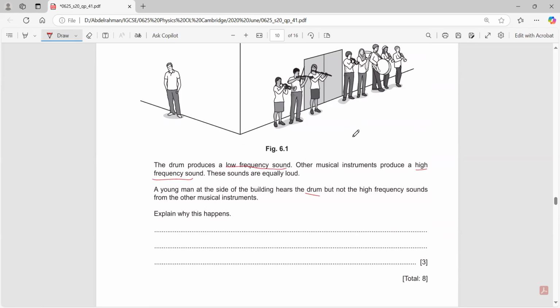When the drum has a low frequency, what happens to the wavelength? The wavelength increases. If you have a lower frequency, the wavelength increases. What happens if you have a higher frequency? The wavelength decreases. Why is this relevant? As the wavelength increases, you have a wall, which could be considered to be a barrier.